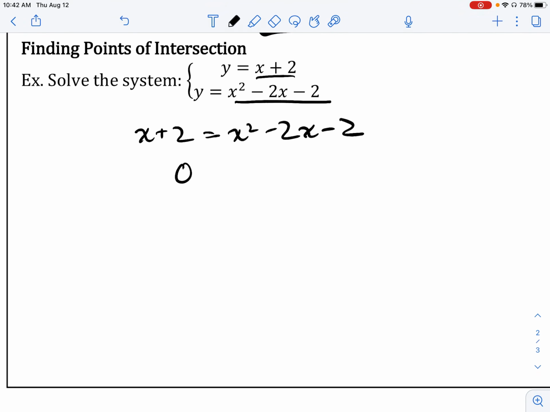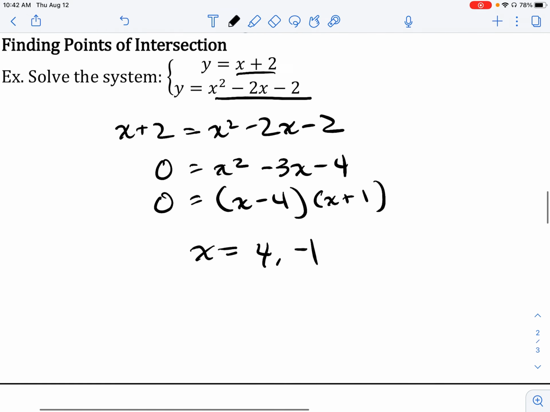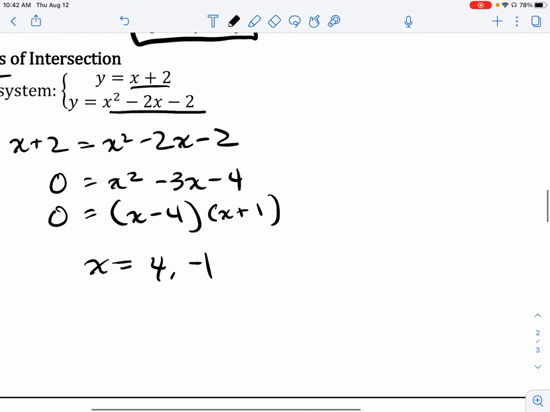And this is pretty straightforward to solve. So x squared minus 3x minus 4. And that gives me x minus 4 and x plus 1. So x is equal to 4 and negative 1. Am I done? No, because I have not found the points of intersection. I've solved that equation, but I've not found the points.